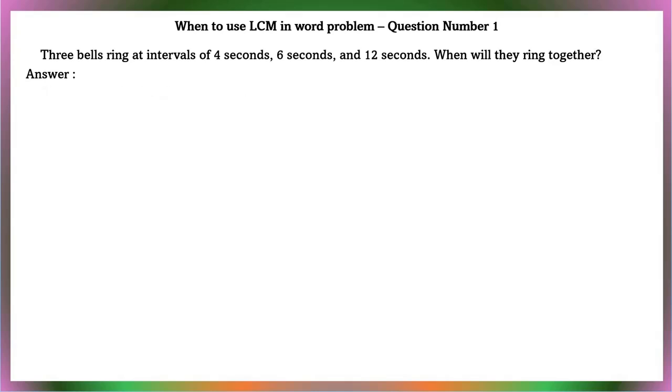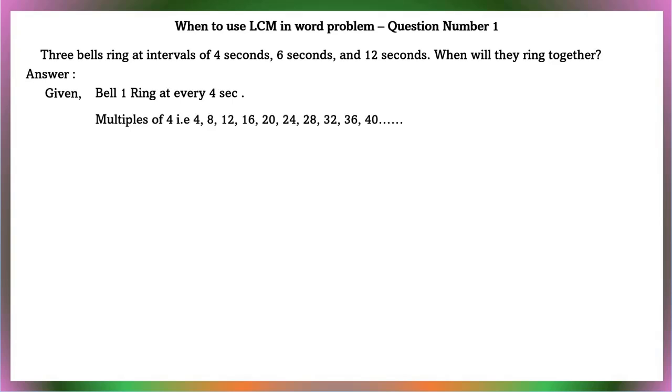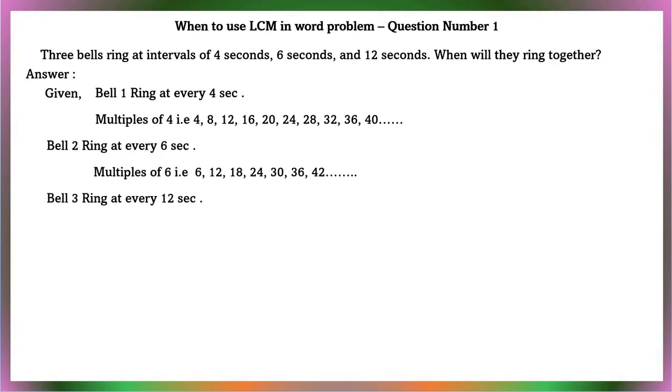Three bells ring at intervals of 4 seconds, 6 seconds and 12 seconds. When will they ring together? Bell 1 rings every 4 seconds, so ringing times are 4, 8, 12, 16 seconds, which are multiples of 4. Similarly, bell 2 rings every 6 seconds, which are multiples of 6. Similarly, bell 3 rings every 12 seconds, which are multiples of 12.